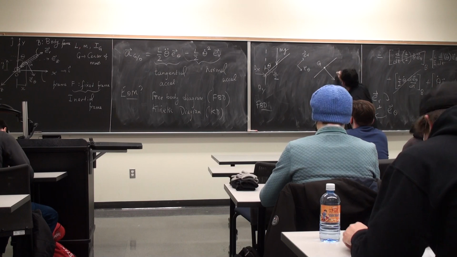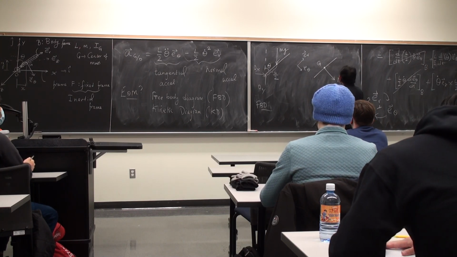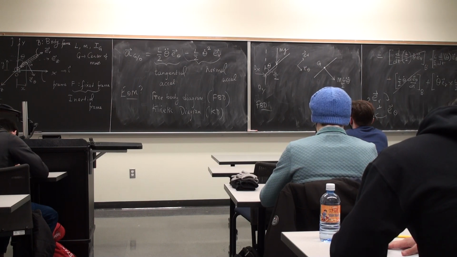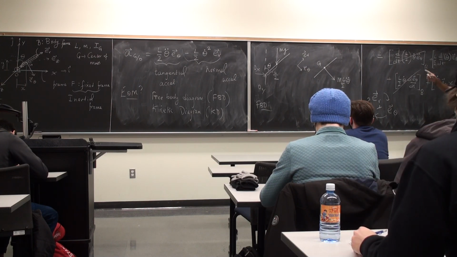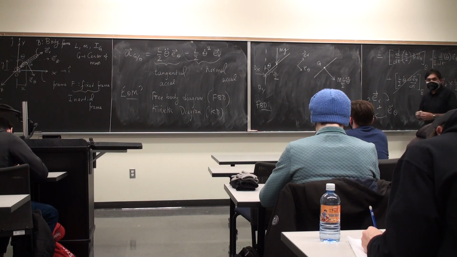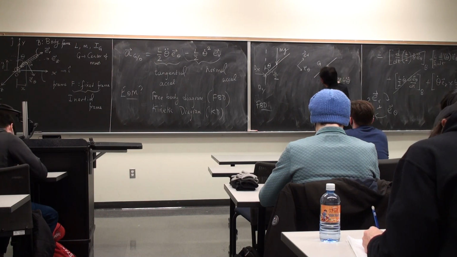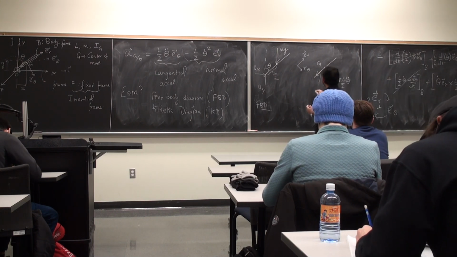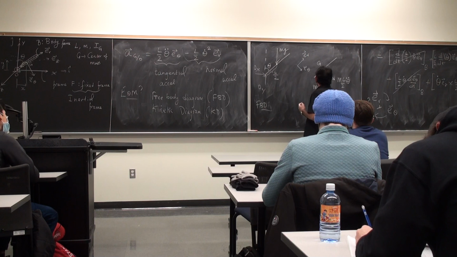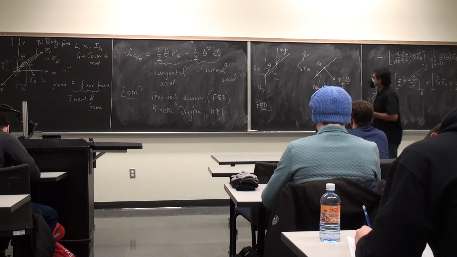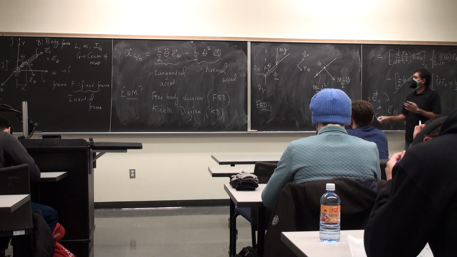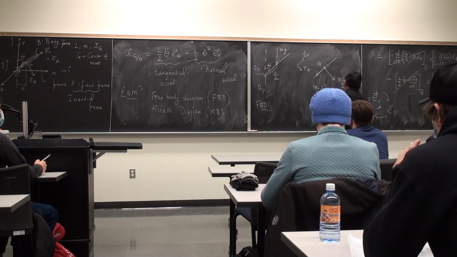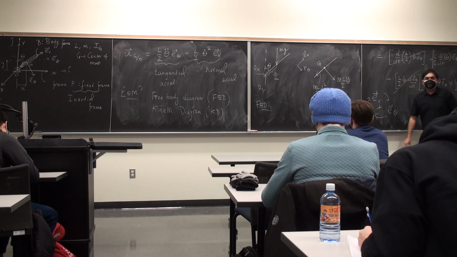So M L by 2 theta double dot, minus mass times L by 2 theta dot square in the E_r, which means it's going to be pointing in the negative E_r direction. So this quantity here is M L by 2 theta dot square. So these are the mass times acceleration quantities. So this is the inertial force.